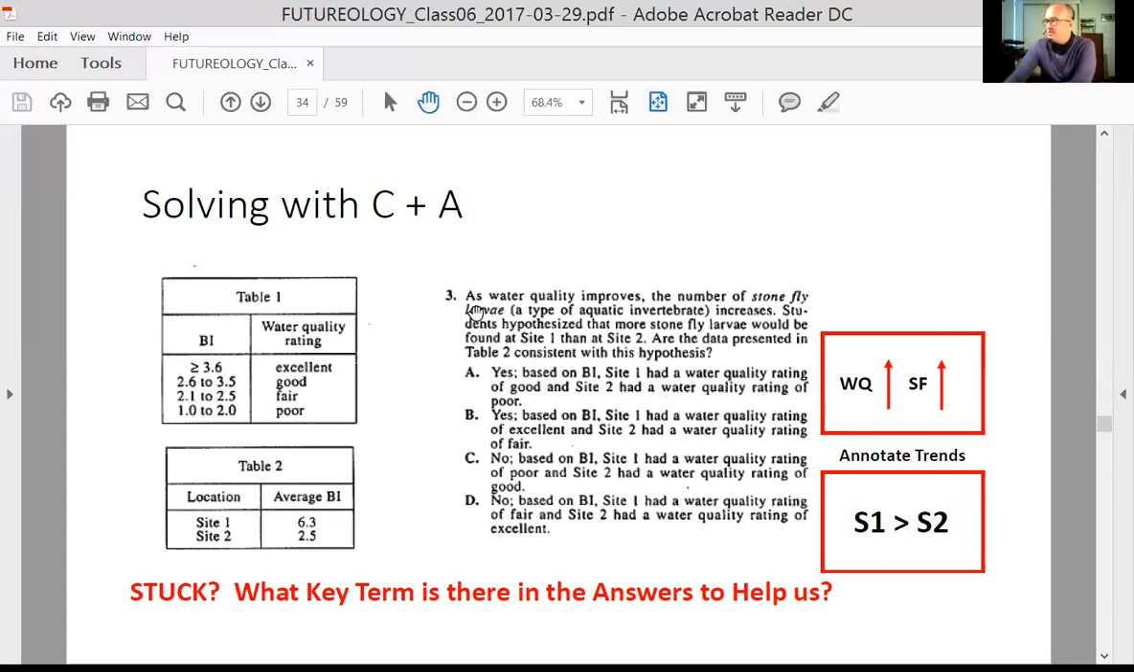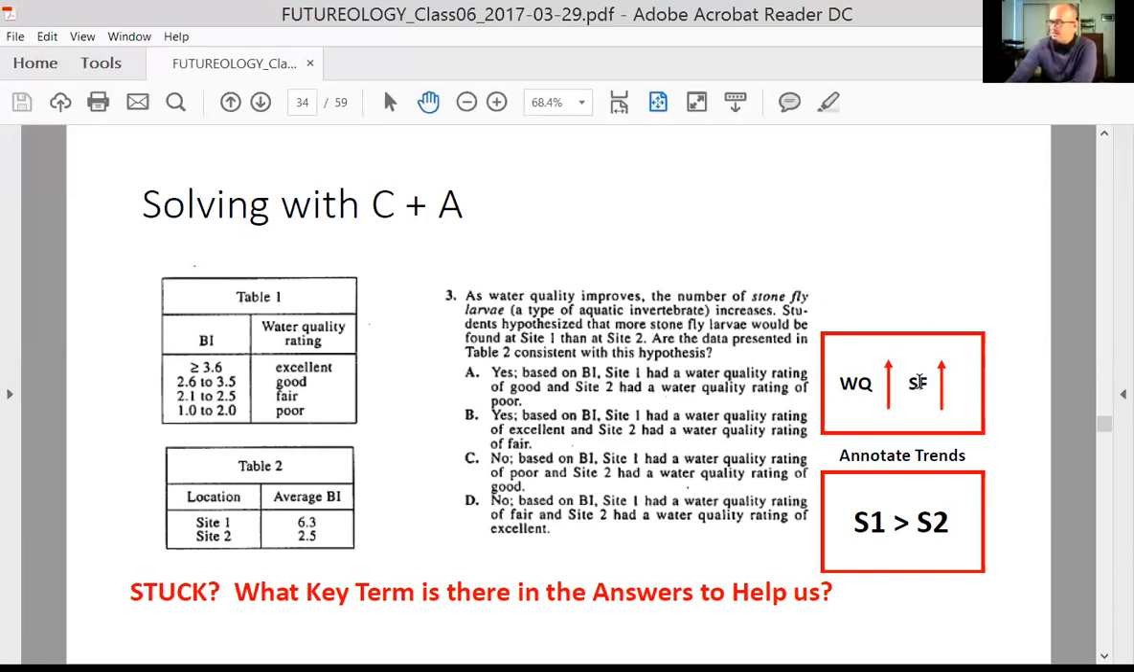Okay, so question 3 says, as water quality improves, the number of stonefly larvae increases. That's a lot to try to remember. So if we were good test-taking students, what we would do is annotate that. As WQ goes up, SF goes up. That's just a good thing to store in our little storage box over here so that we can then focus on other parts of the question and come back to this if we need it. So we're just going to write that down and store it.